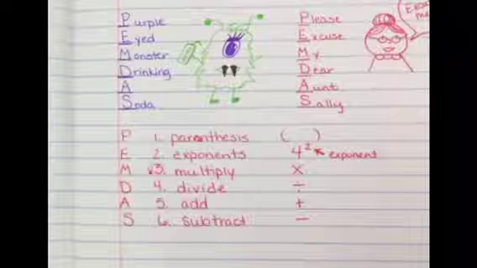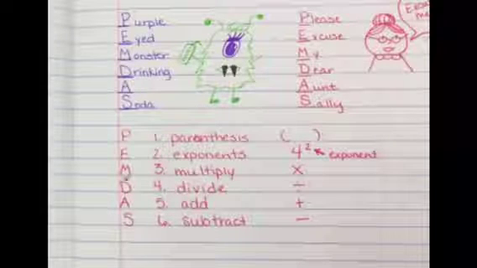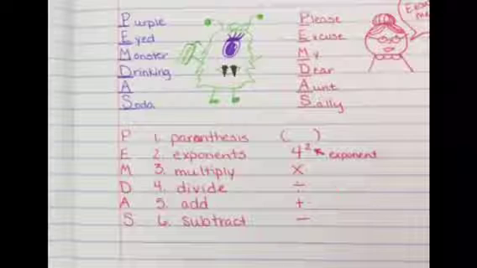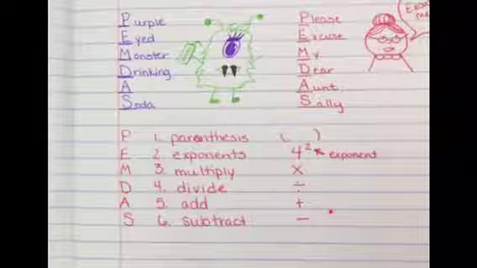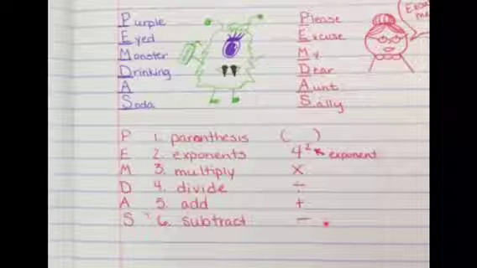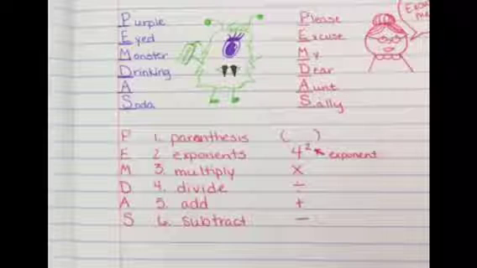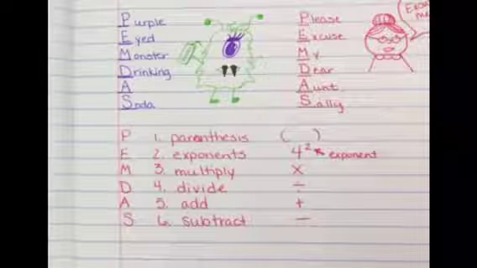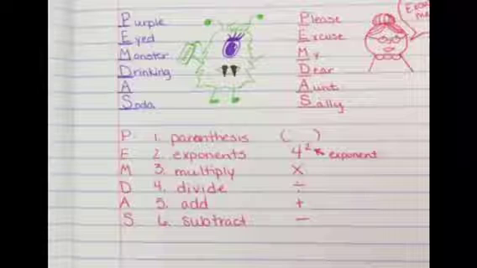Step 3 is to multiply. Step 4 is to divide. Step 5 is to add. And step 6 is to subtract. So be sure you get this all written down. We're going to do some examples together now.